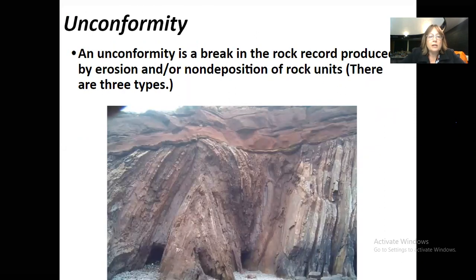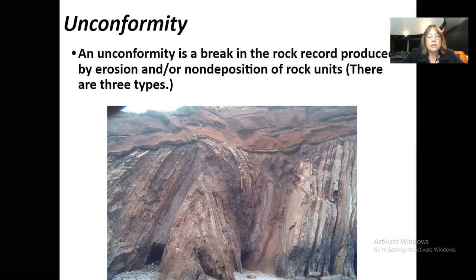An unconformity is a break in the rock record produced by erosion and/or non-deposition of rock units. There are three types that we'll be looking at. So a break in the rock record means that deposition stopped, rock formation stopped, and in some cases material was removed. So the rock record is a record or a history of the events that occurred in the Earth's past at that particular location.